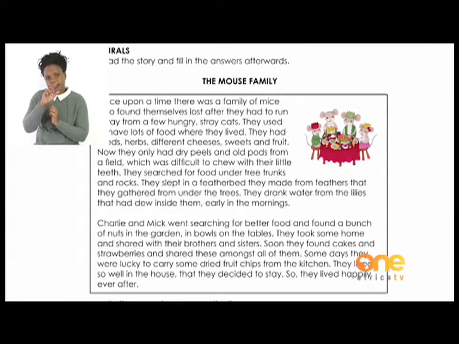Charlie and Mick went searching for better food and found a bunch of nuts in the garden, in bowls on the tables. They took some home and shared with their brothers and sisters. Soon they found cakes and strawberries and shared these amongst all of them. Some days they were lucky to carry some dried fruit chips from the kitchen. They lived so well in the house that they decided to stay. So they lived happily ever after.